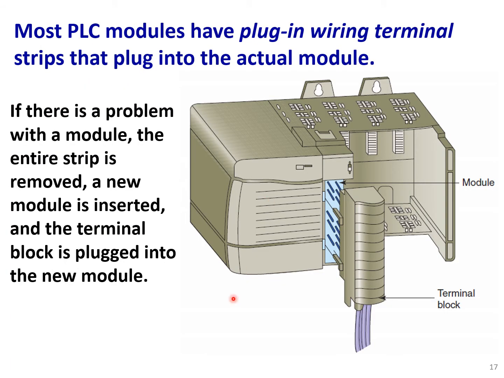Most PLC modules have plug-in wiring terminal strips that plug into the actual module. Okay, so here is a plug-in. If there is a problem with the module, the entire strip is removed and a new module is inserted and the terminal block is plugged into the new module. Okay, so we could just replace the module.